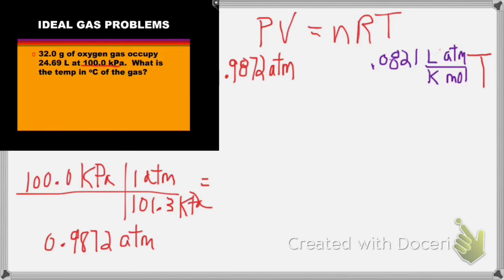Next, we need something for volume. We look at our R value. We see that it has to be in liters. Luckily here, we don't have a conversion to make. So we're simply going to plug the volume in as given. So times 24.69 liters.